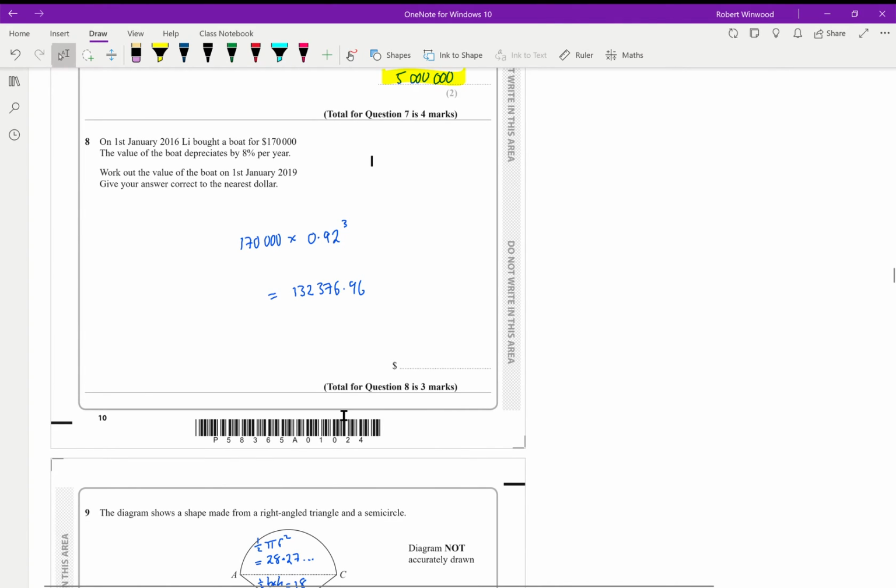The value of the boat is going down by 8% per year. That means at the end of each year you've got 92% of what you used to have left. It's happening for 3 years, so you're going to do it 3 times. So to the power of 3. So 170,000 times 0.92 to the power of 3 gives us that. Answer correct to the nearest dollar. So for the last mark, I would round this 6 up to a 7 because of those decimal points.